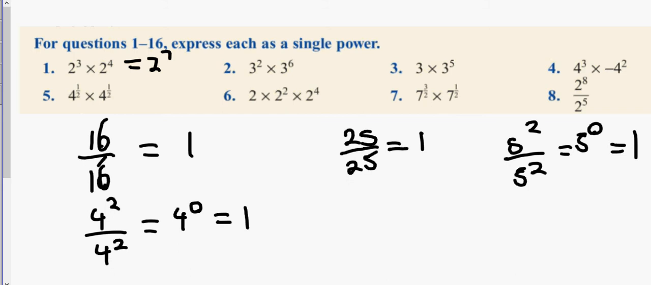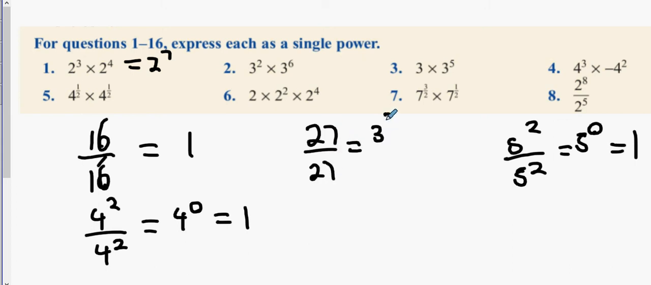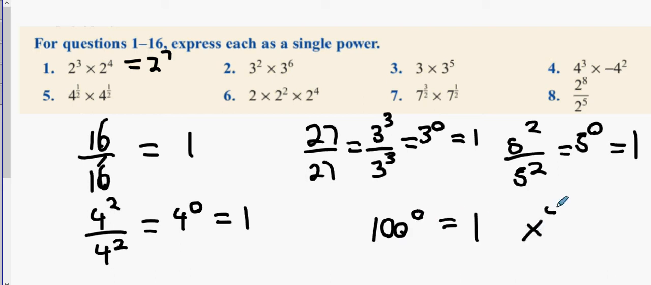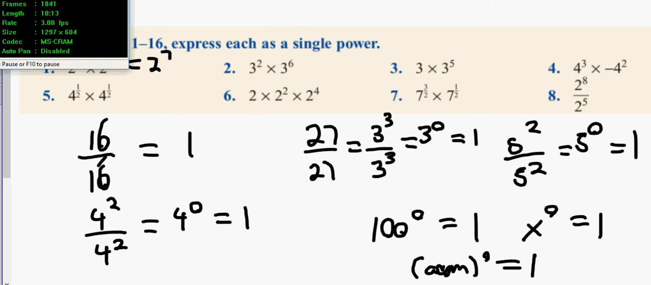Okay, let's go again. 27 divided by 27. 3 to the power 3 divided by 3 to the power 3, which is 3 to the power 0, therefore must be 1. Therefore, without even looking at this, what's 100 to the power of 0? 1. What's x to the power of 0? 1. What's atom to the power of 0? 1. There we go. He does it.